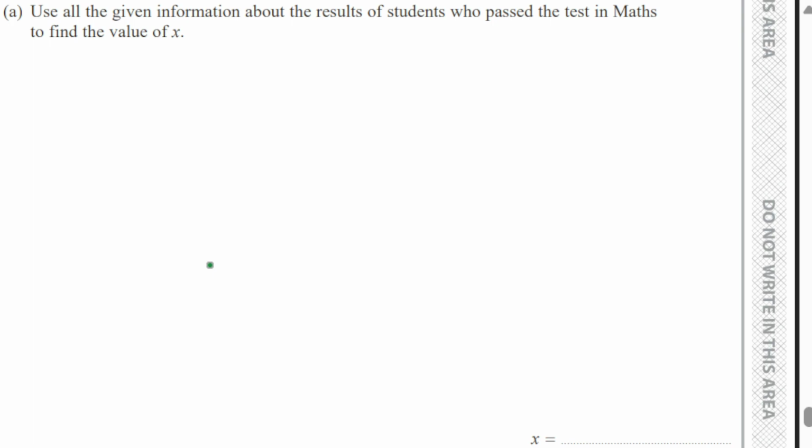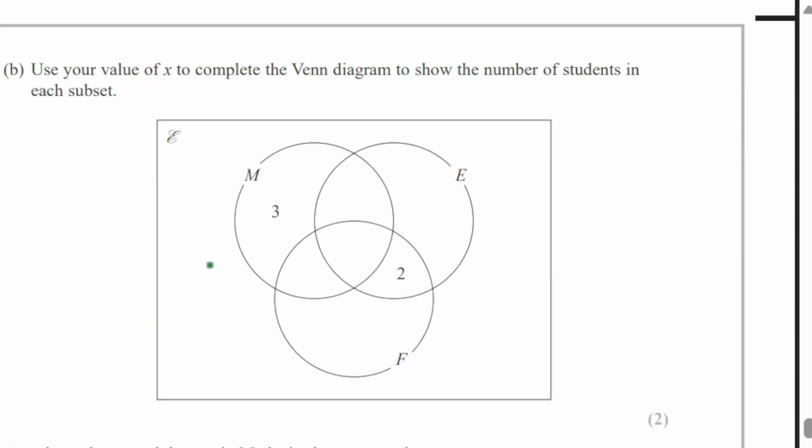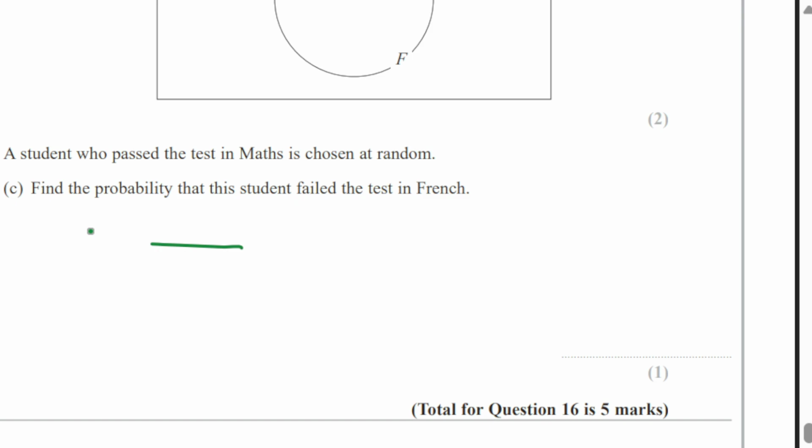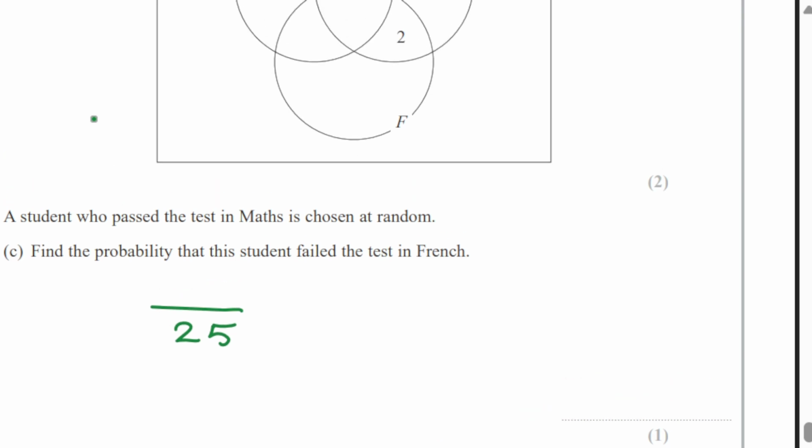The second part says a student who passed math is chosen at random. So how many students passed the math? 25 students passed math, right? So the denominator of this probability is going to be 25. Find the probability this student failed French.